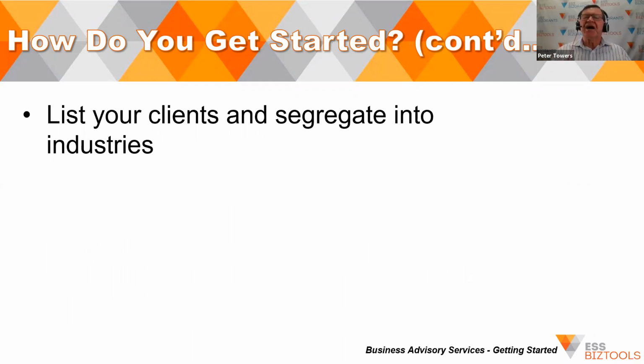So I think you need to start by listing your clients and segregating them into industries. How many of the various trades have you got as clients? How many carpenters? How many boilermakers? How many fitters and turners? How many GP medical practitioners? How many retail stores? And if you can classify them then into similar stores, that would be great, so that you've got a clear understanding of the industries that your clients belong to.